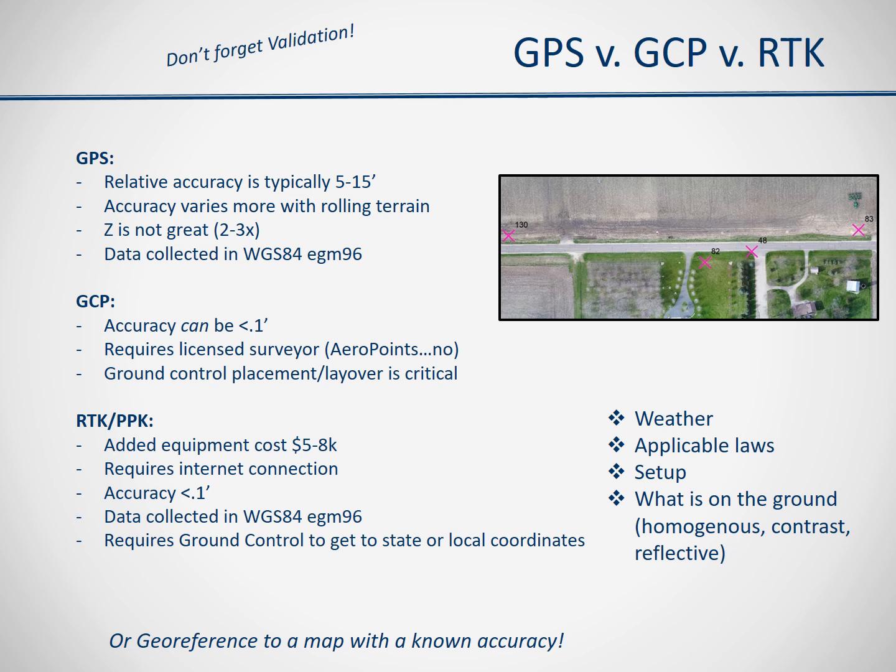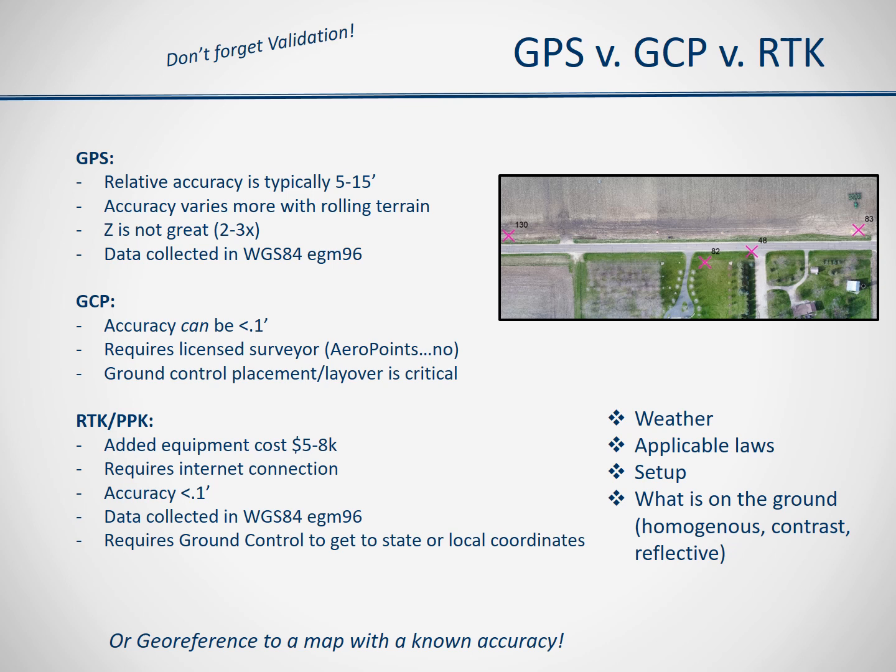Definitely look those up. PPK and RTK add equipment costs for the base station and the equipment that attaches to the drone. It can be another $5,000 to $8,000, so it's not cheap. But if you need that, it can be really great. You do require an internet connection to connect to MinCores. Accuracy can get quite a bit better again. The data is collected in world coordinates again, so you're going to have ground control to get that into state and local coordinates. But it can be really, really useful.